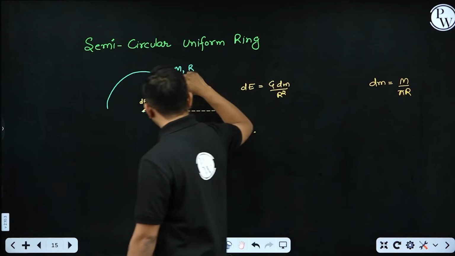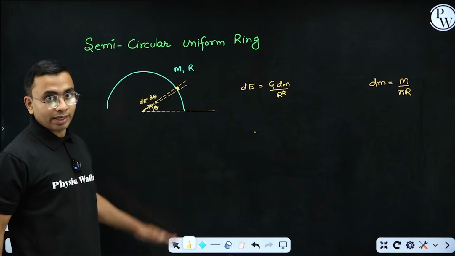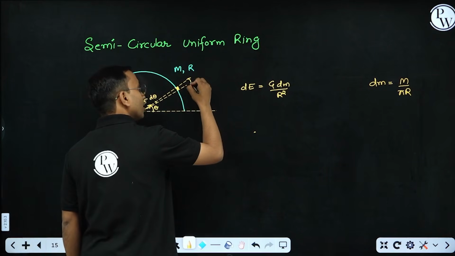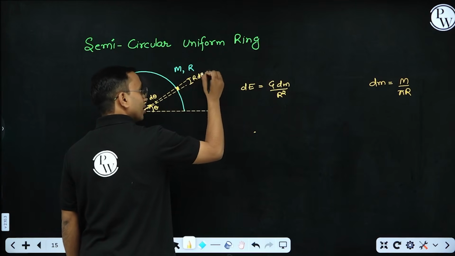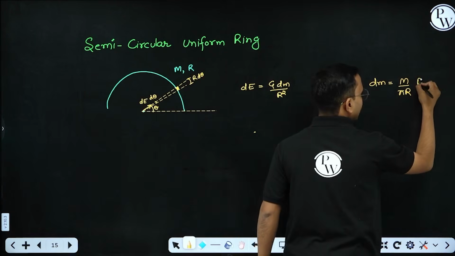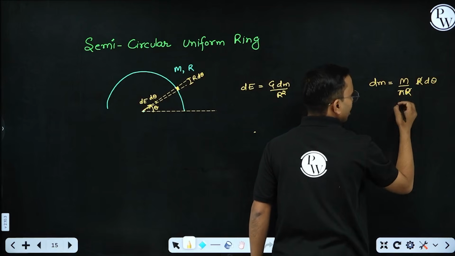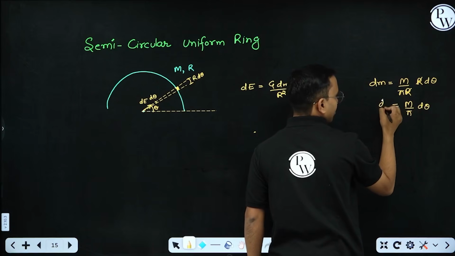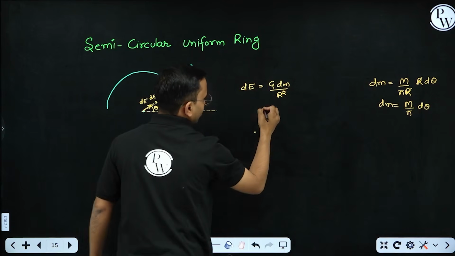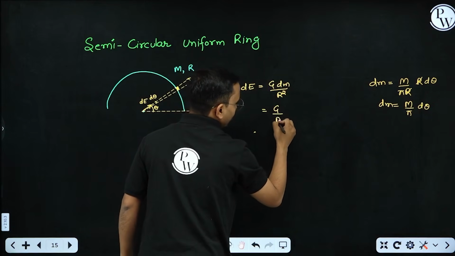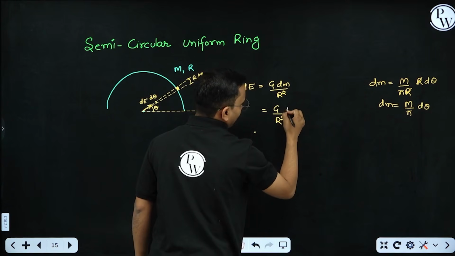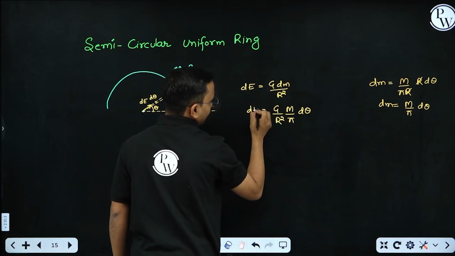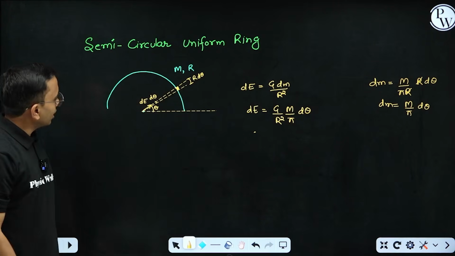How much is the length of this arc? It is subtending an angle d theta, radius is r. So that length will be r d theta. Put the length r d theta. So this will become m by pi d theta. This is my dm. Put this dm here. So this will become g by r squared, and this is m by pi d theta. This is my dE.